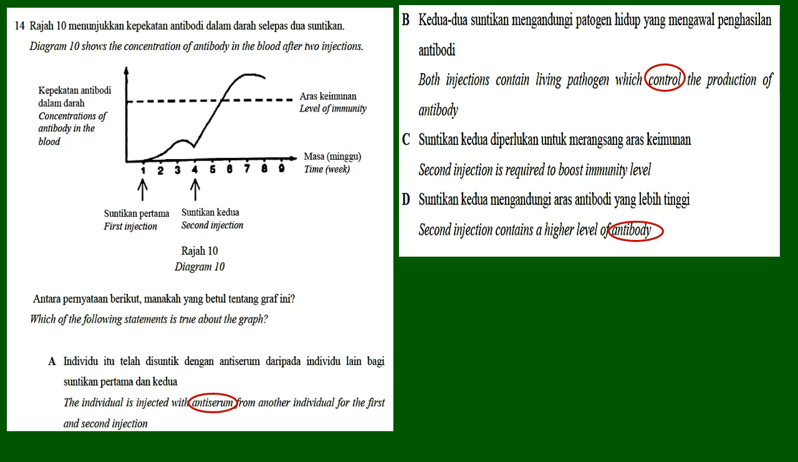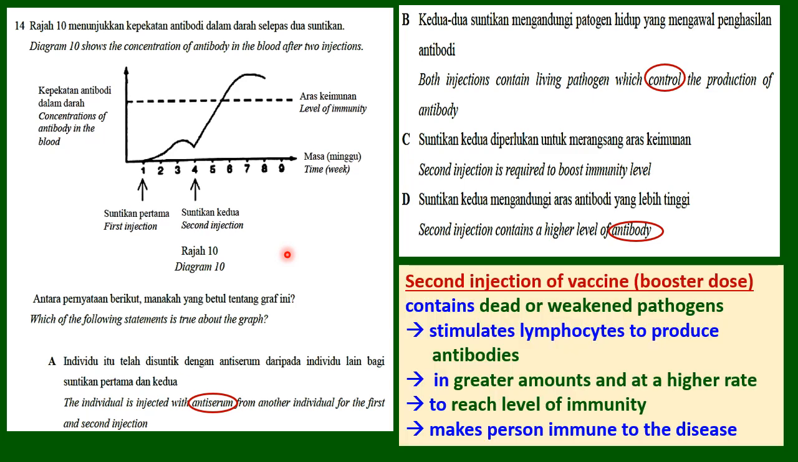Question 14. Diagram 10 shows the concentration of antibodies in the blood after 2 injections. Right, so let's read the graph. Concentrations of antibody in the blood against time. The shape is like 2 hills for the graph. So this tells us that the substance injected into the person is a vaccine. And vaccine, what is it? Vaccine contains a suspension of dead or weakened pathogens that are injected to stimulate the lymphocytes in a person's body to produce antibodies against a specific disease, right?